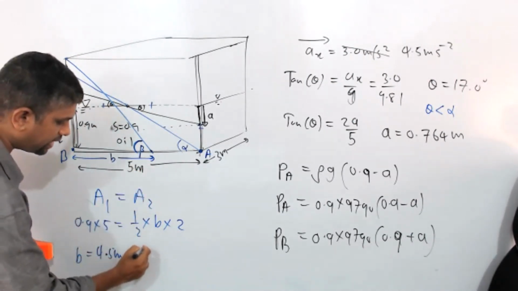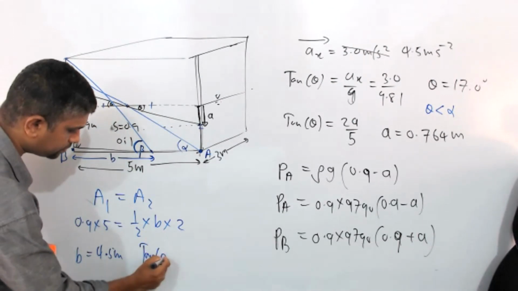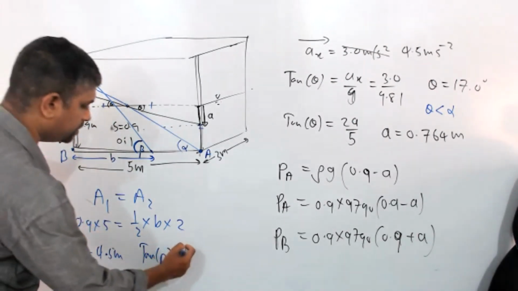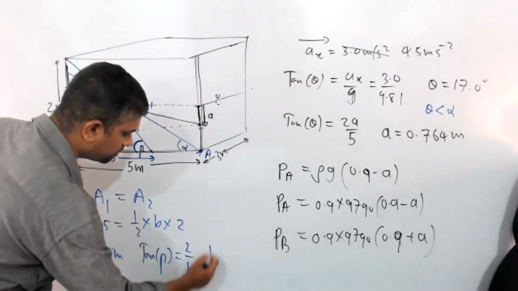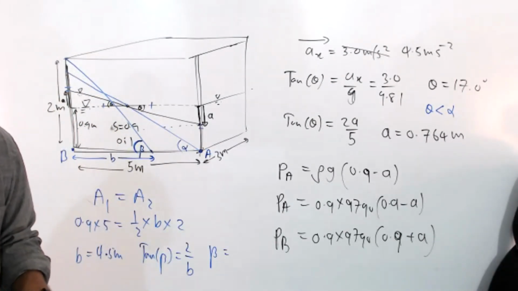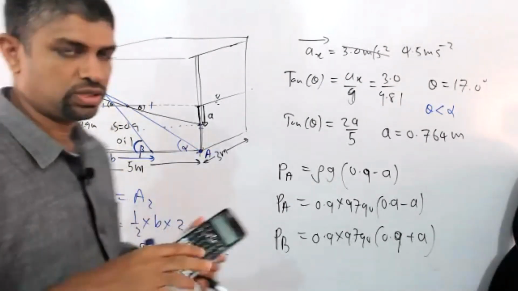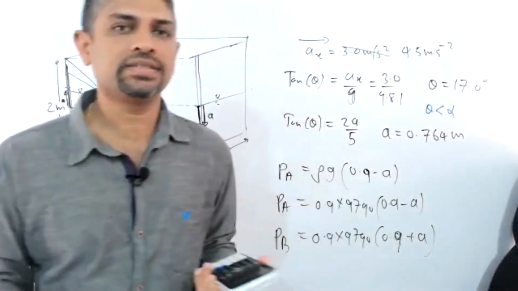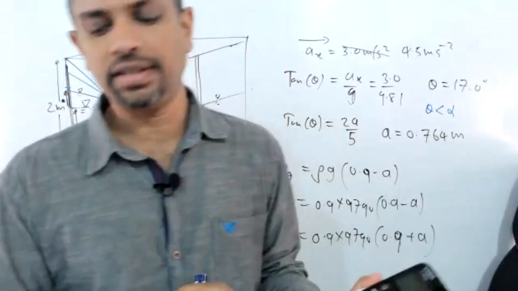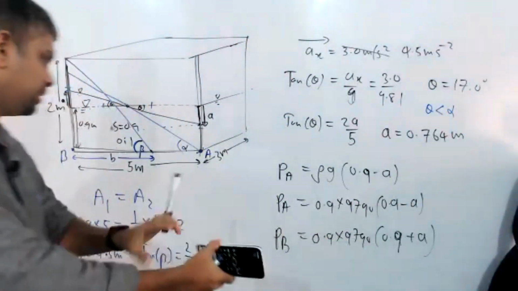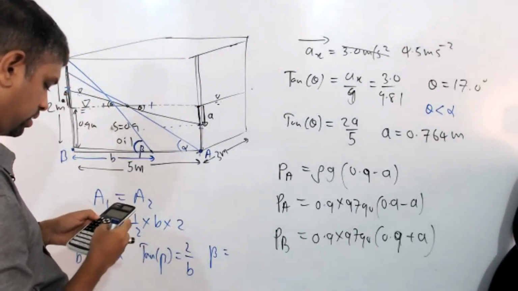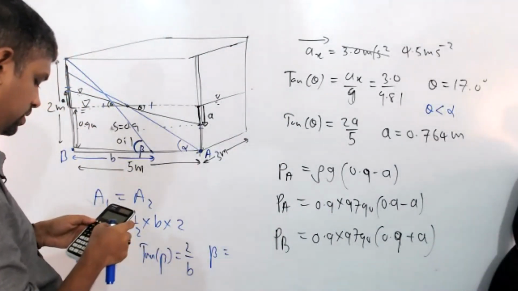Then we can calculate tan beta. Tan beta is 2 over B. Therefore, we can find the value of beta. Actually, the analysis is different from question to question. With this example, you can understand a lot of analyzing techniques. Tan inverse of 2 over B, where B is 4.5.